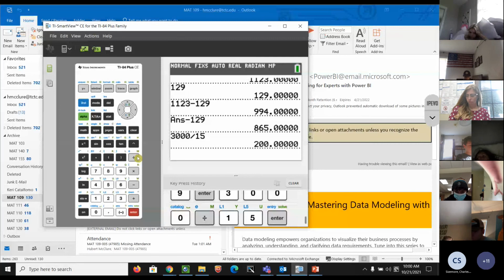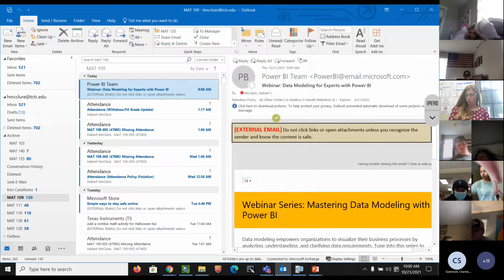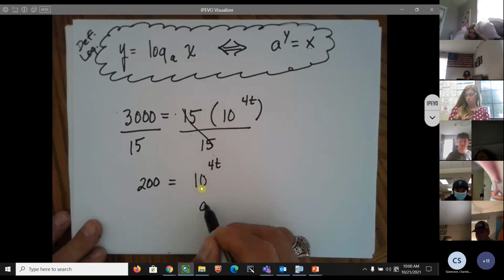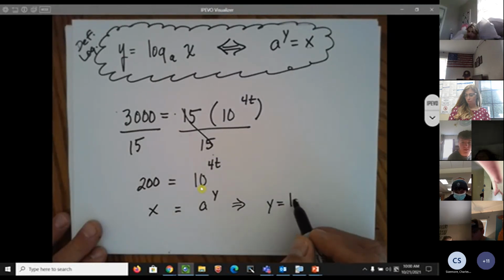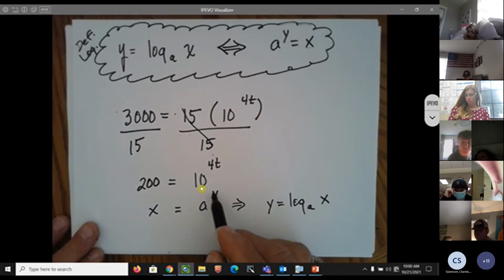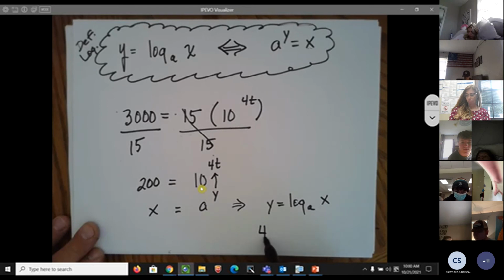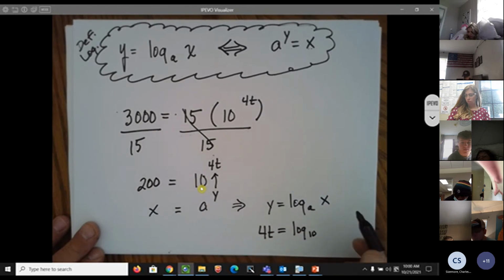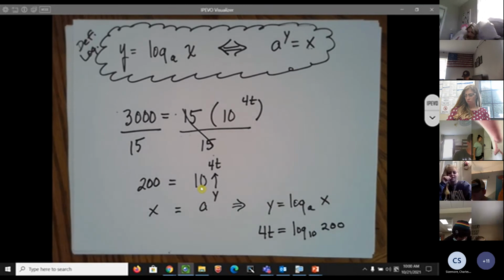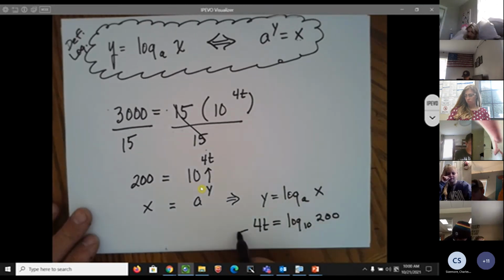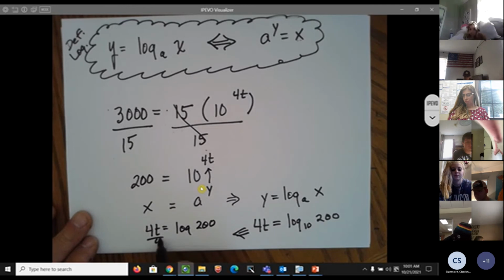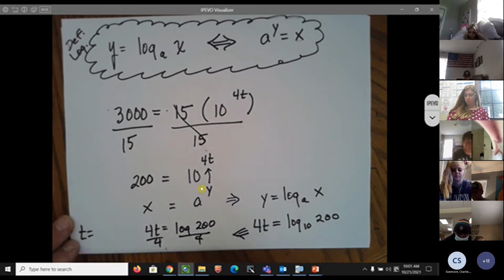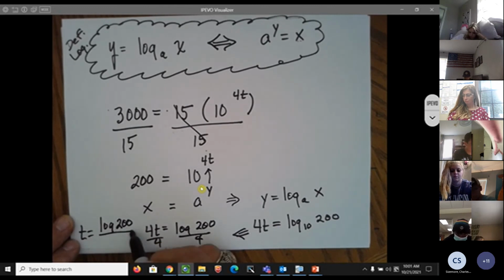And now you've got the definition of a logarithm, so a to the y is equal to x. So that yields y is equal to log base a of x. So what's y? 4t is equal to log base 10 of 200. So 4t is equal to log of 200, divided by 4. So t is equal to log of 200 divided by 4.